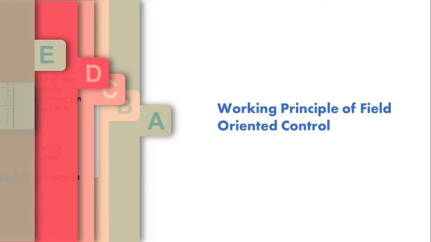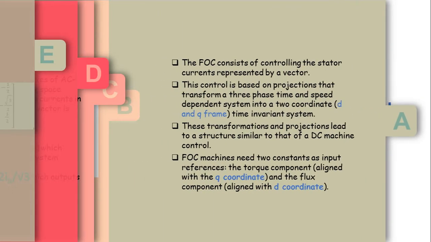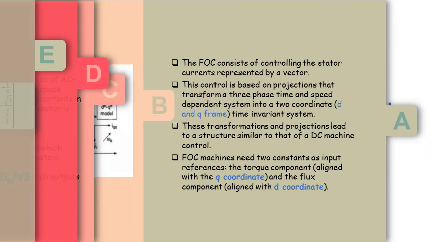Next I am going to explain the working principle of field-oriented control. The field-oriented control consists of controlling the stator currents represented by a vector. This control is based on projections that transform a three-phase time and speed dependent system into a two coordinate system, such as the D and Q frame, which is a time invariant system. These transformations and projections lead to a structure similar to that of a DC machine control. Field-oriented control machines need two constants as input references: the torque component, which is aligned with the Q coordinate, and the flux component, which is aligned with the D coordinate.